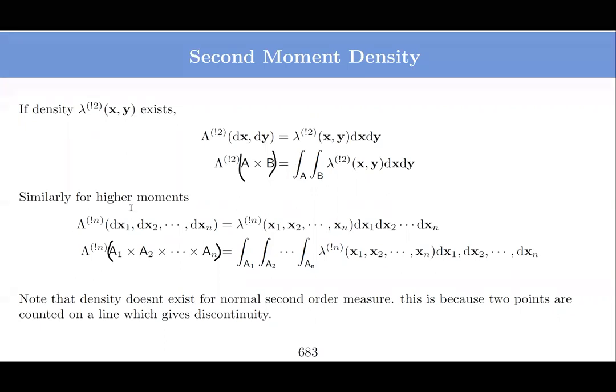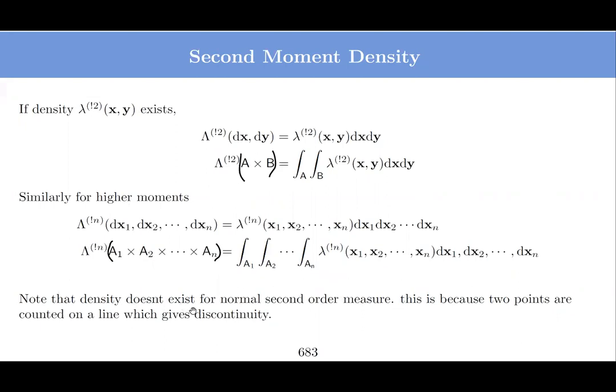Similarly, you can also define higher order moments in a similar fashion, and you can also define their densities. If the density exists, then the higher order moment of any set A1 cross A2 cross up to AN would be given by the integration of the density over these sets.